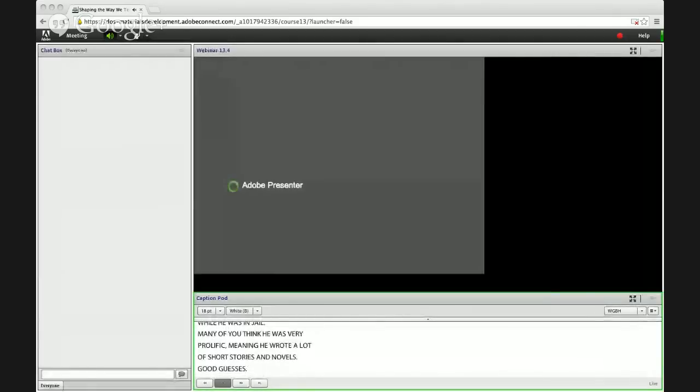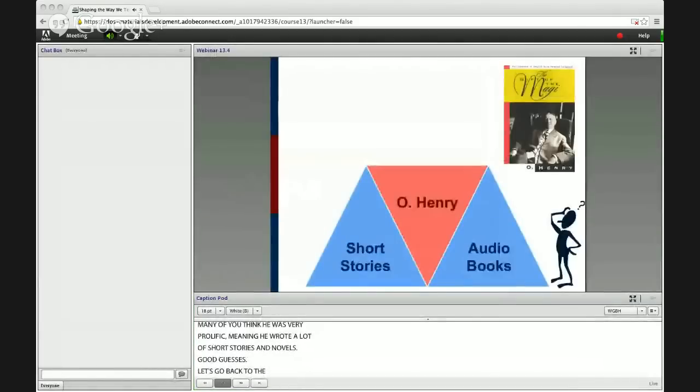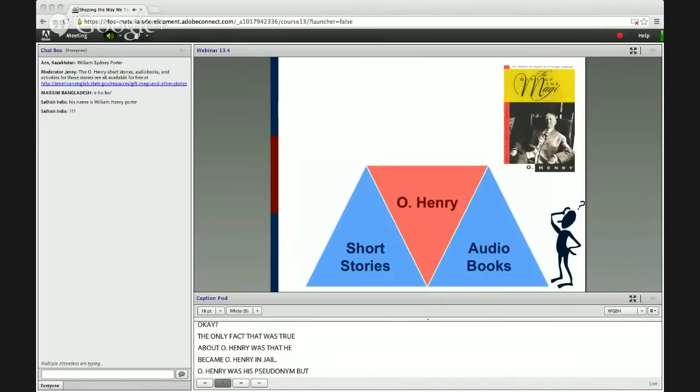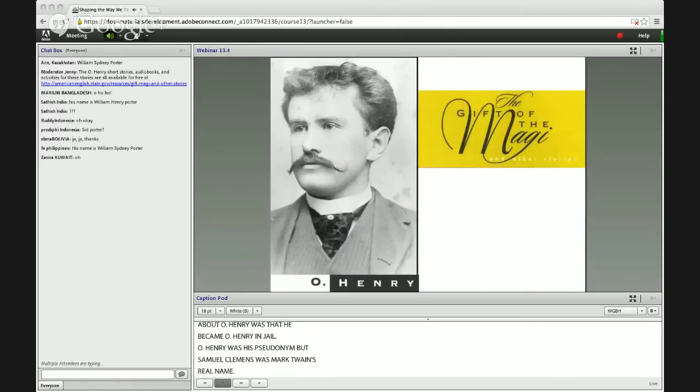Okay, the only fact that was true about O. Henry was that he became O. Henry in jail. O. Henry was his pseudonym, but Samuel Clemens was Mark Twain's real name. So Mark Twain was the pen name for Samuel Clemens, not O. Henry. O. Henry was the pen name for William Sidney Porter. This is William Sidney Porter, or O. Henry.